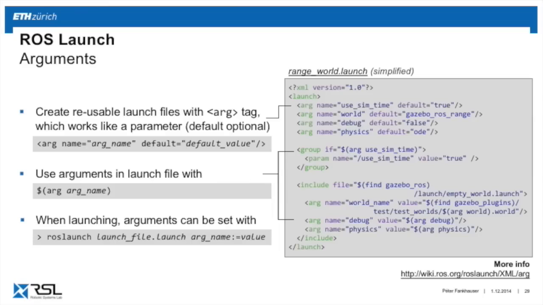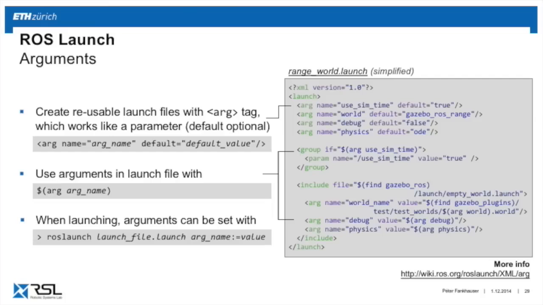Now here's another launch file on the right-hand side. One of the nice things is that once you build up a nice launch file, you can reuse it with different parameters. This is where the argument tag comes into play. In this example, it starts the simulation and has four arguments saying use simulation time, which world to use, whether to use debug mode or not, and which physics engine to use. You specify them on the top, like there. And then you can reuse these arguments in your launch file.